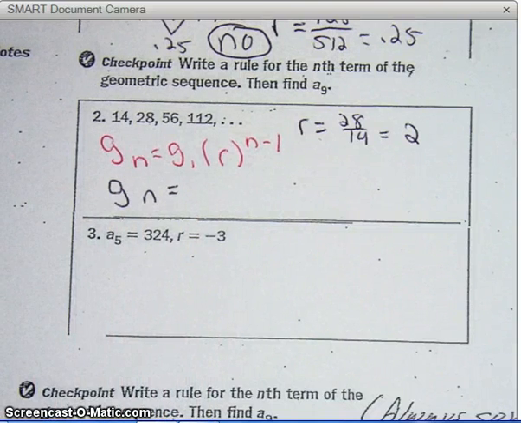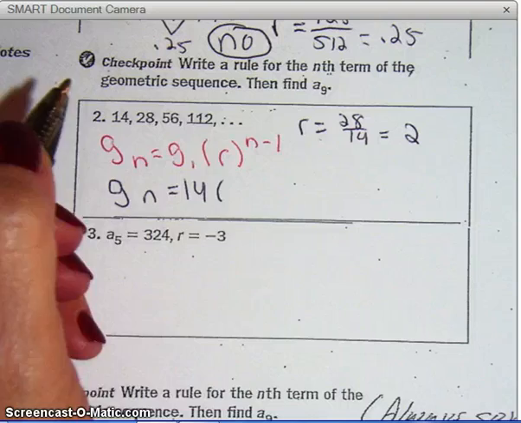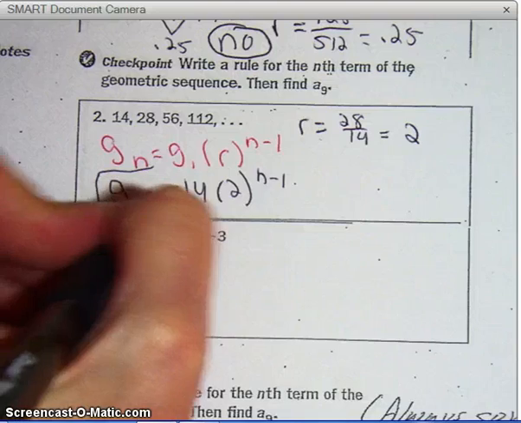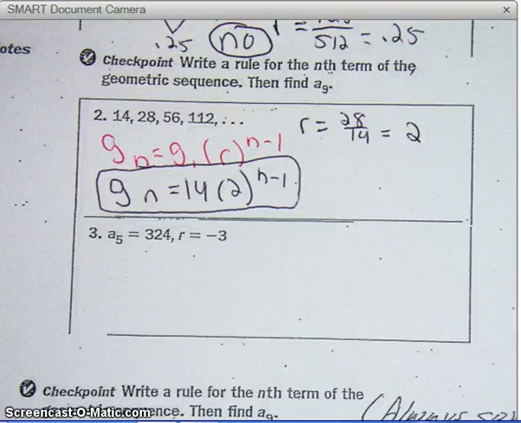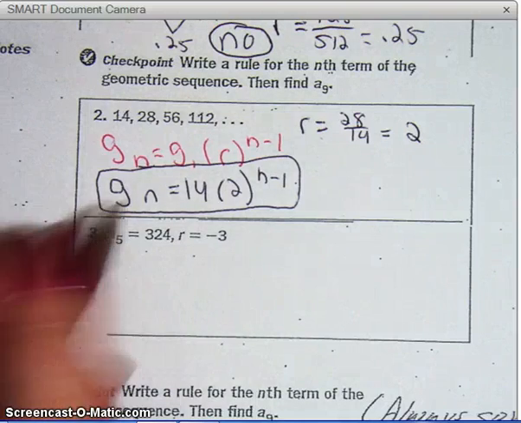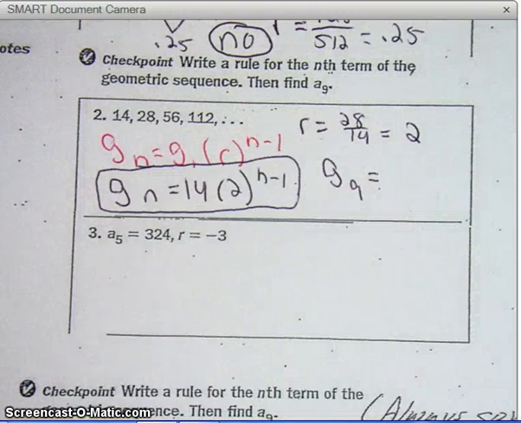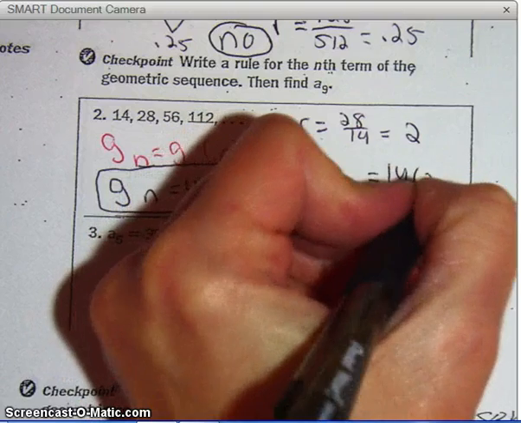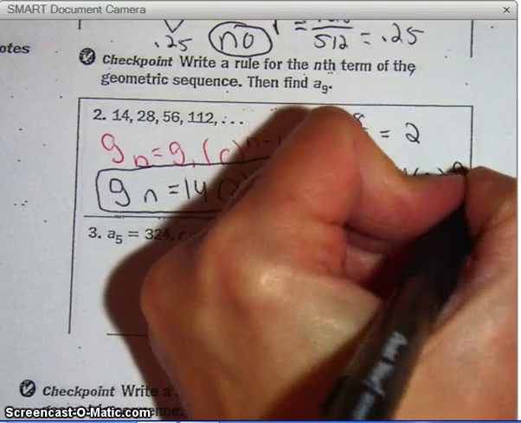Maya, what is the first term in the sequence? 14. Maya, what was R? 2. And then to the n minus 1. And guess what, guys? You have the rule. Okay? And now all they want you to do is find G sub 9. All right, Rachel, can you set us up for the work to find G sub 9? G sub 9 equals 14 times 2 to the 9 minus 1 power.